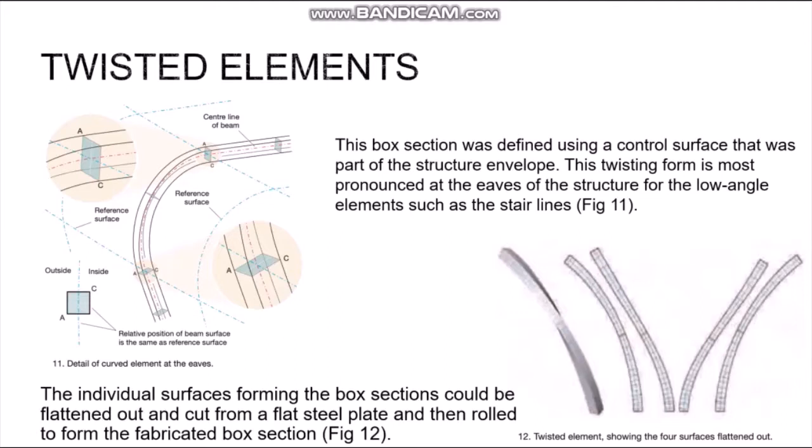The way the geometry was defined resulted in even the most twisted element being formed from developable surfaces. This means that the individual surfaces forming the box sections could be flattened out and cut from a flat steel plate, and then rolled to form the fabricated box section.